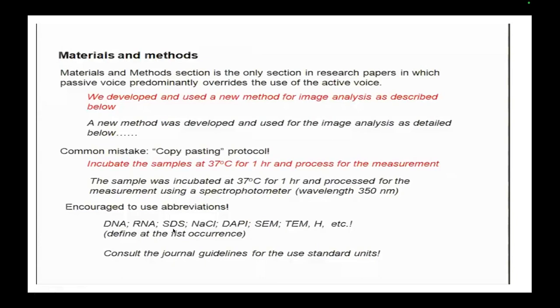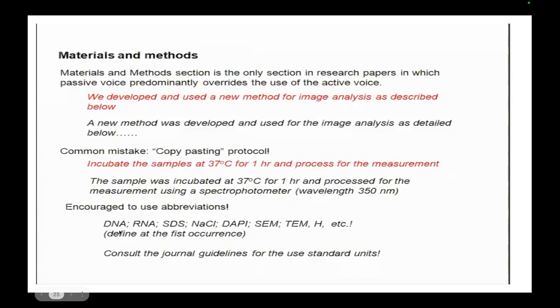But it is better to define the abbreviation on its first occurrence. For example, DNA, RNA. I already told you, every abbreviation which may be well known, for example DNA, RNA, SDS, NaCl, these are well known. You still have to mention it to avoid any confusion in the paper.